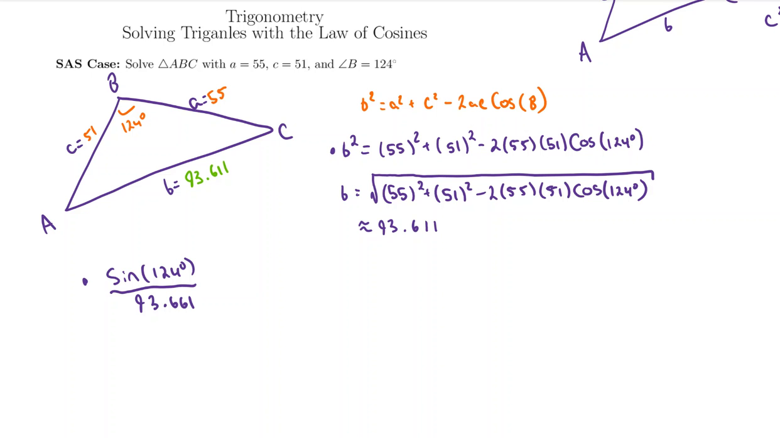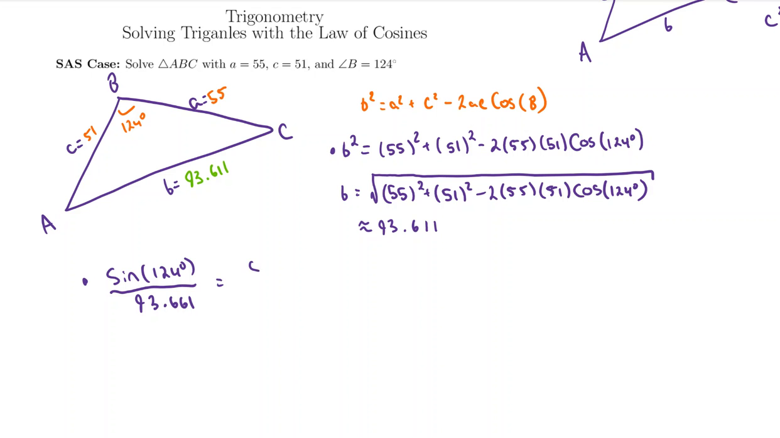Well, when you are solving angles with the law of sines, always try to solve for the smaller angle first. Sometimes it's not going to matter, but a lot of the times it might, and it has to do with a quirk in the proof of the law of sines. So always just solve for the smaller angles when you're solving with the law of sines. So since 51 is smaller than 55, angle C, which is opposite our side length c of 51, is going to be smaller than angle A, which is opposite the larger side length.